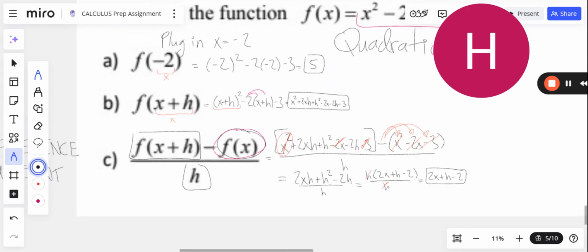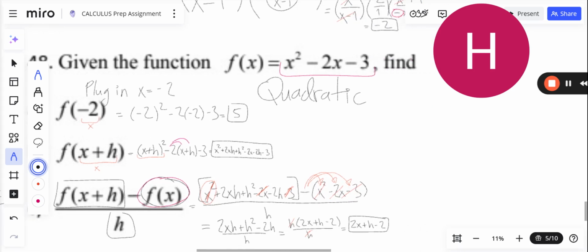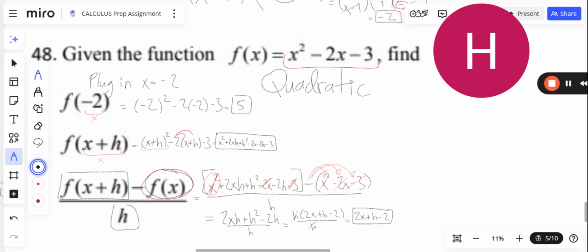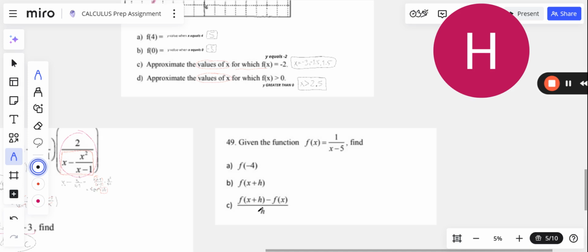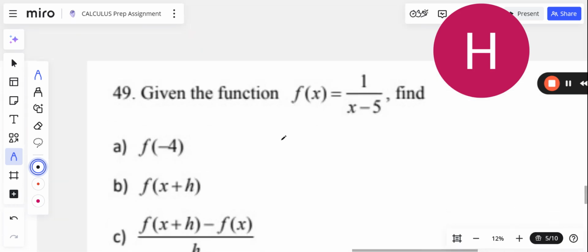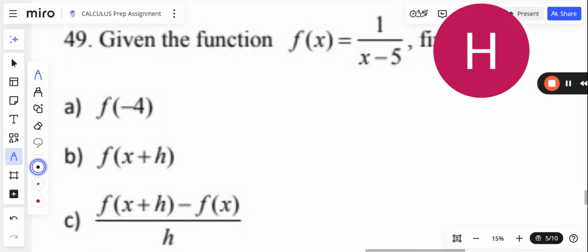Really good practice for getting prepared of the algebra necessary for the first part of calculus. We're going to do one more like this with very similar questions, except the function is going to be different. It's not going to be quadratic. Here we have a rational function. And so the technique for doing the difference quotient is a little bit different.